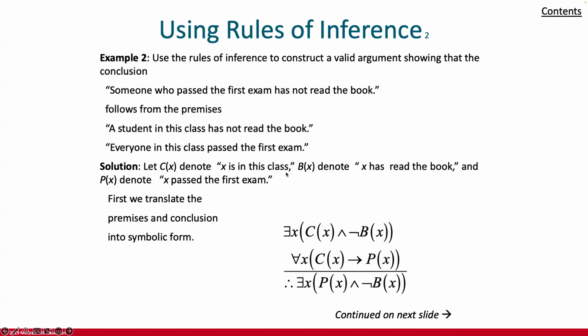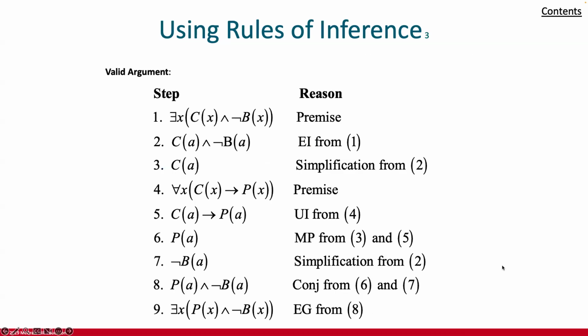Here's another example. We use the rules of inference to construct a valid argument showing that the conclusion, someone who passed the first exam has not read the book, follows from the premises: a student in the class has not read the book, and everyone in the class passed the first exam. So here is what the solution would look like. You can pause the video and go over that in more detail.